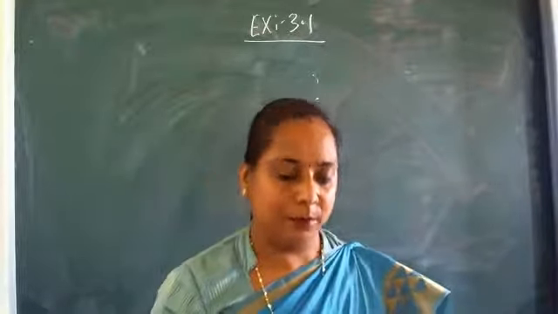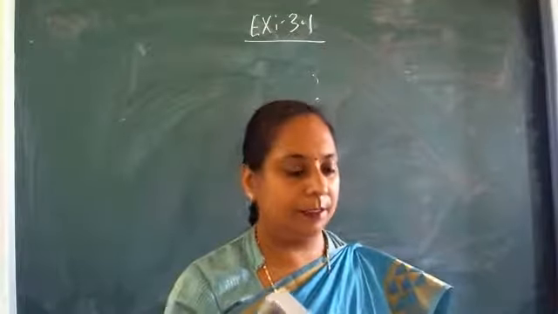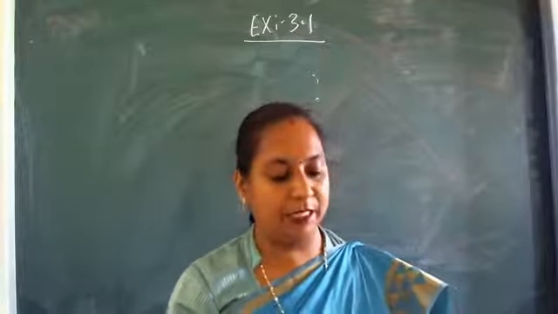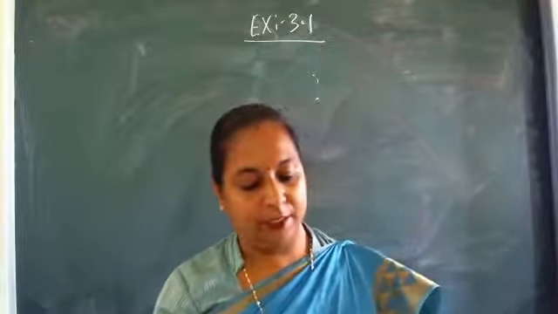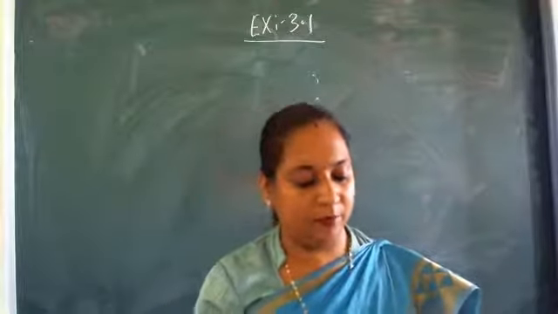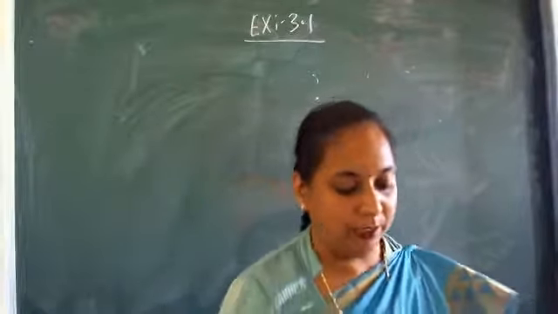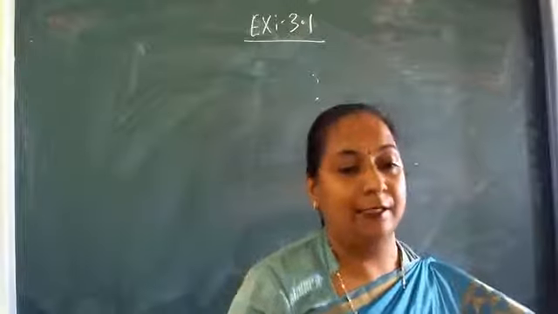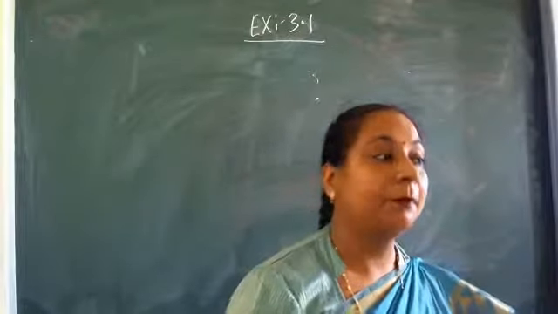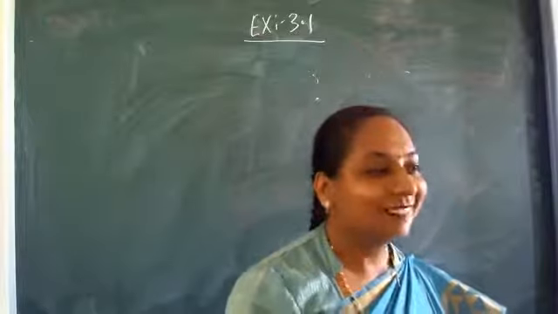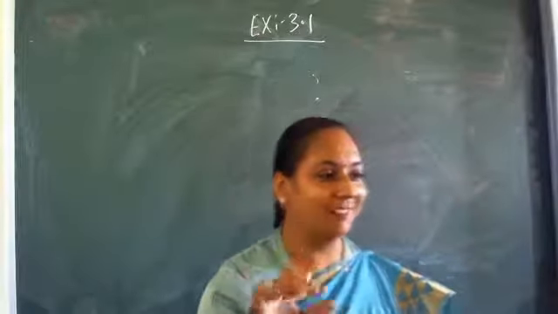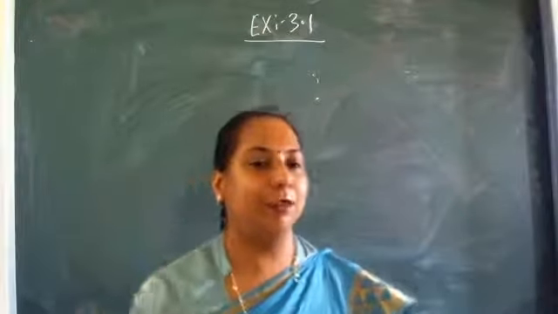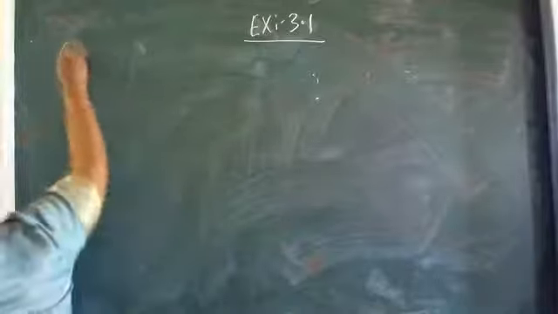First, I am doing question number 2 of exercise 3.1. The coach of a cricket team buys 3 bats and 6 balls for rupees 3,900. Later, she buys another bat and 3 more balls of the same kind for rupees 1,300. Represent this situation algebraically and geometrically. Algebraically means by forming equations, and geometrically means we have to plot the points on the graph. Clear?